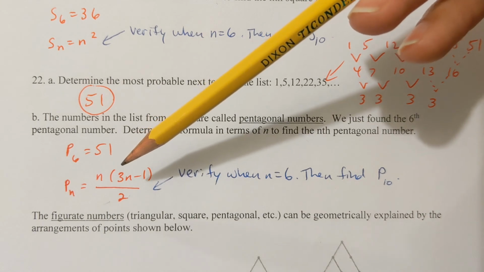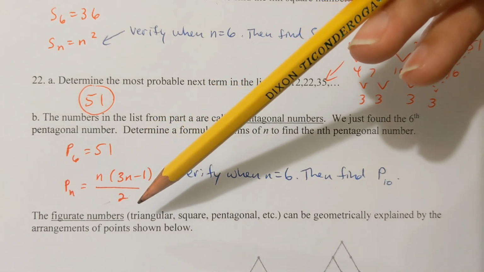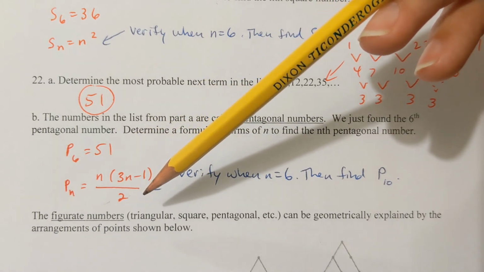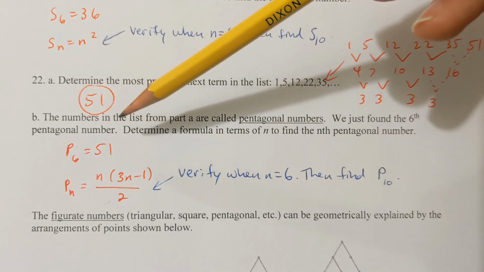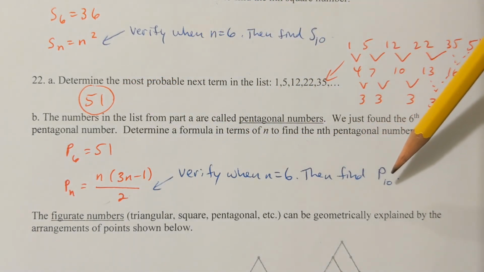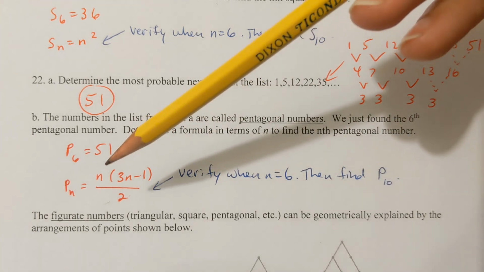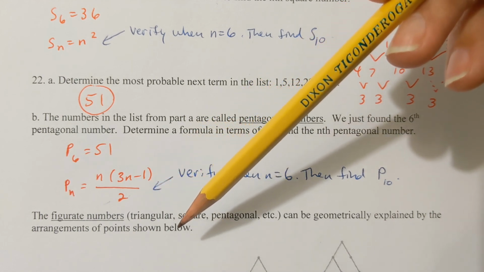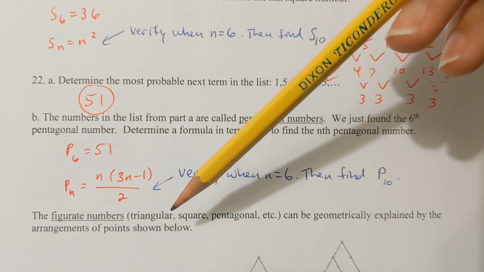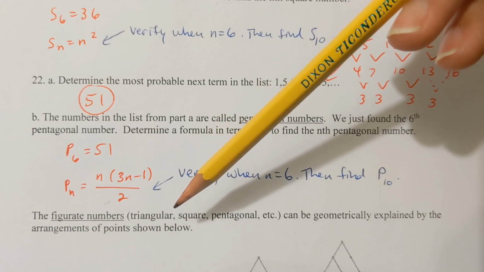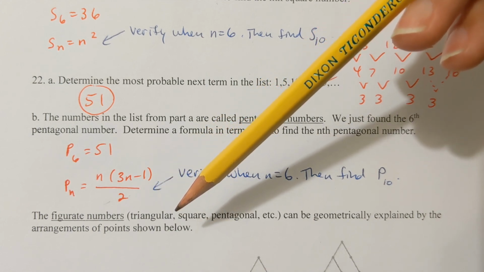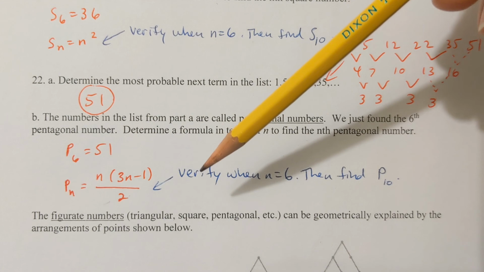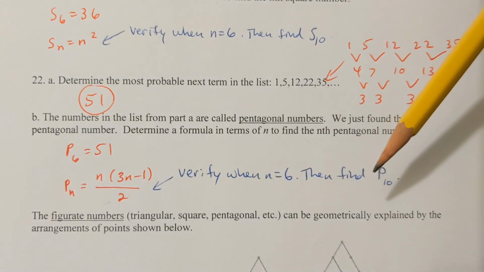If I take 6 times 17 divided by 2, well, 6 over 2 is 3. 3 times 17, yeah, that's 51. How about when n is 10? If I take 10 times 29 divided by 2, 10 divided by 2 is 5, so what is 5 times 29? 5 times 29 is 145, if you were to check that. Again, the nice thing about knowing p sub 10 is that I don't care about p sub 9, p sub 8, p sub 7.